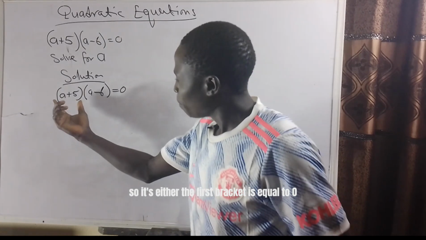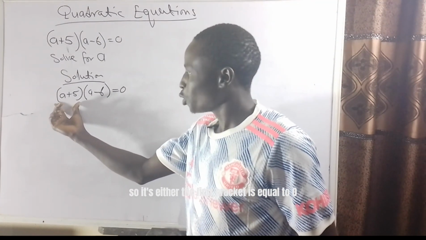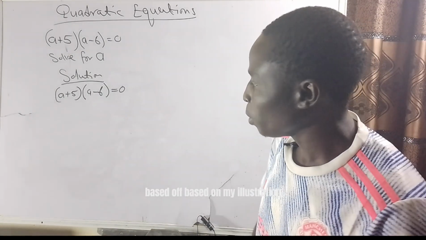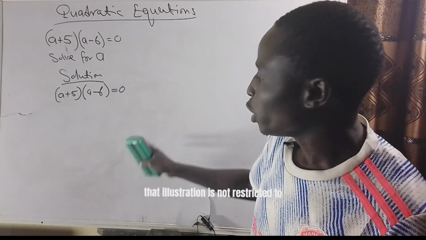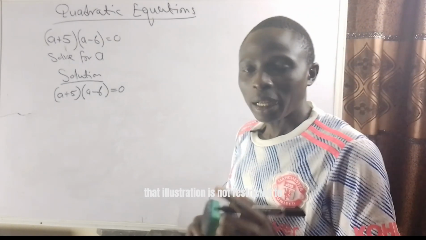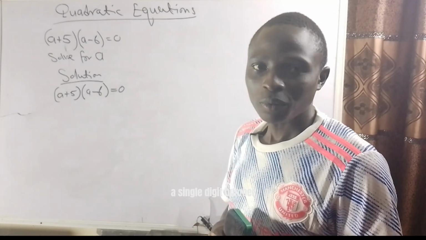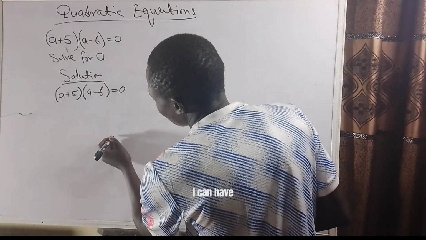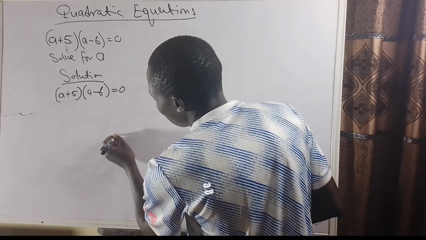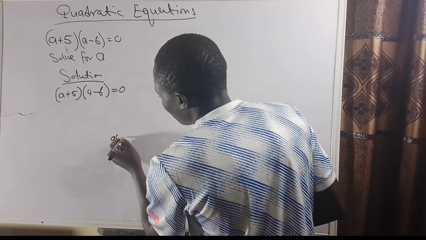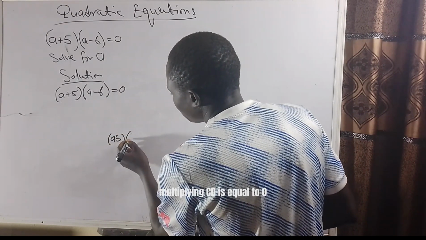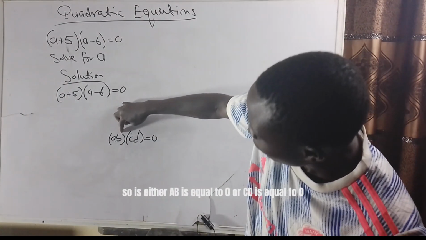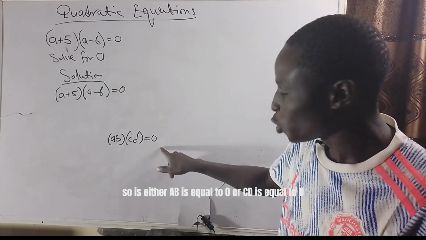So it's either the first bracket is equal to 0 or the second bracket is equal to 0, based on my illustration. That illustration is not restricted to a single digit number; it can be a group of numbers. For example, I can have AB multiplying CD is equal to 0. So it's either AB is equal to 0 or CD is equal to 0.